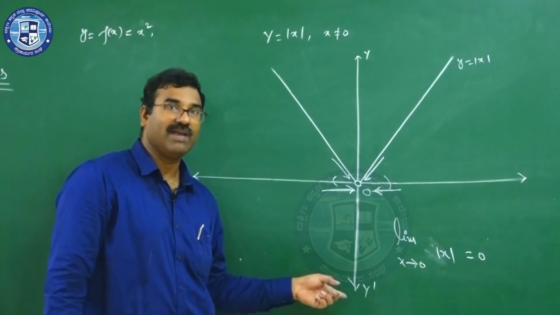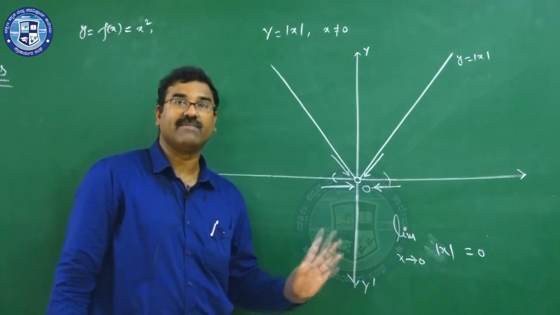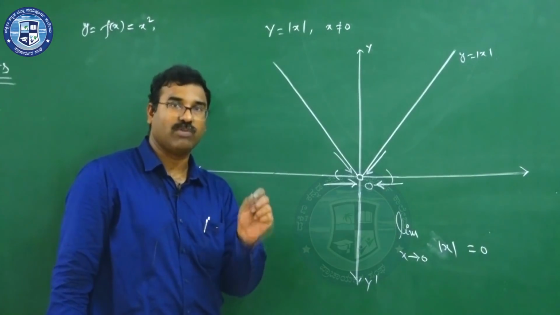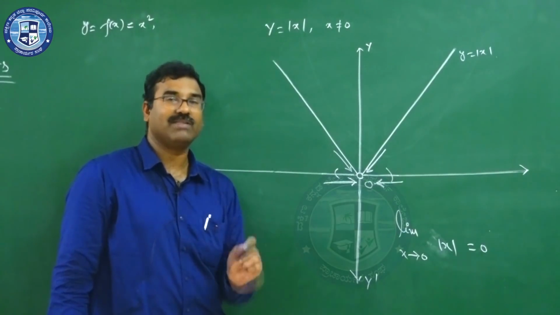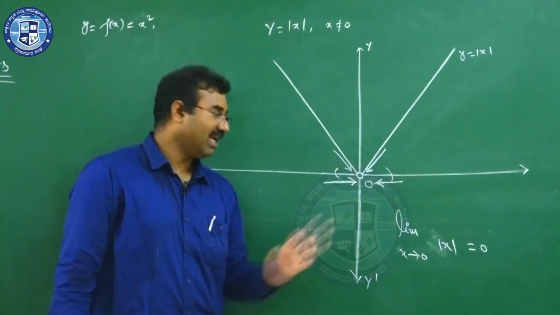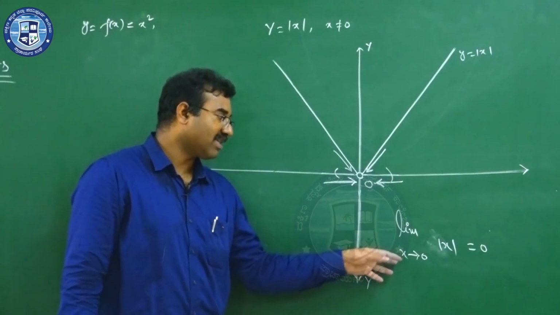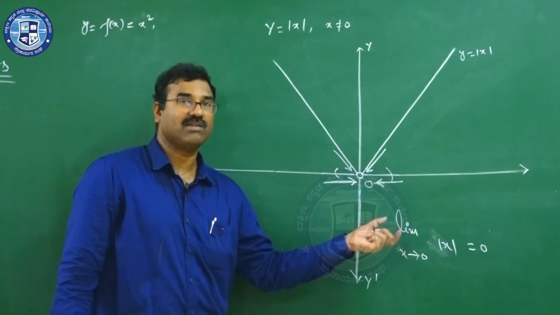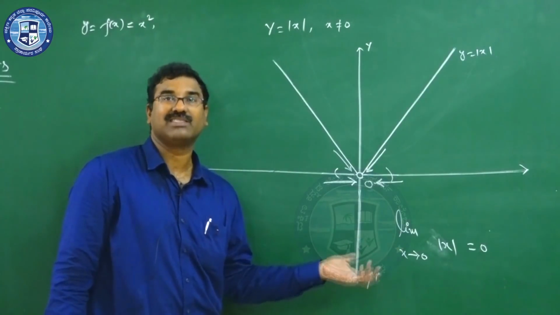So there is a functional value and there is a limiting value. Functional value means exactly when you substitute that point in the function, the output you get is called the functional value. And limiting value means when x is coming close to a, f(x) is coming close to some value. That approaching value we call a limit.